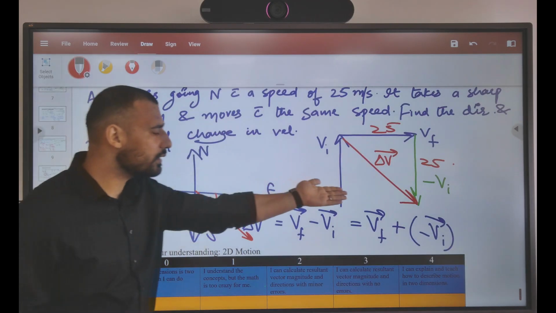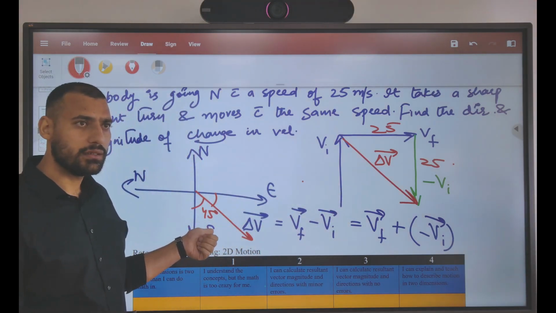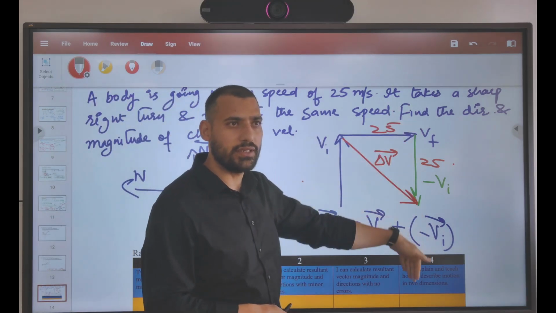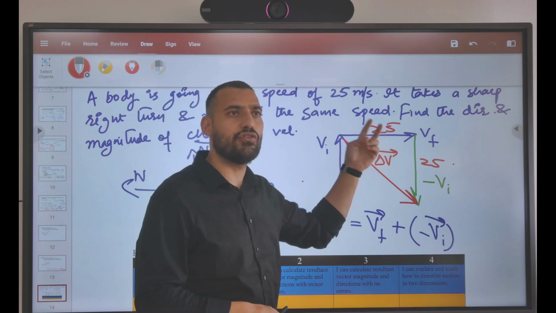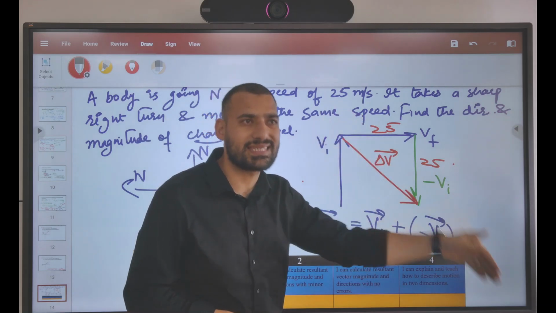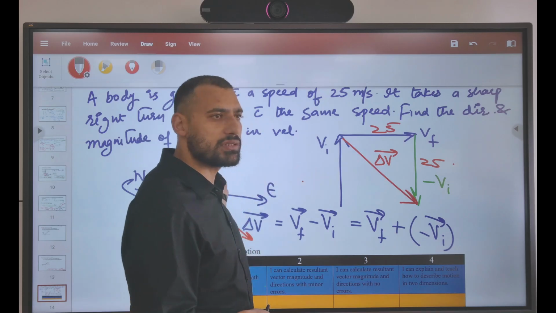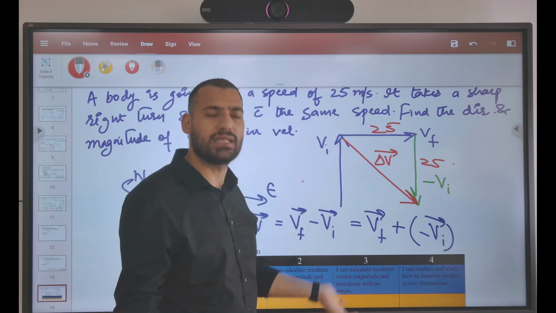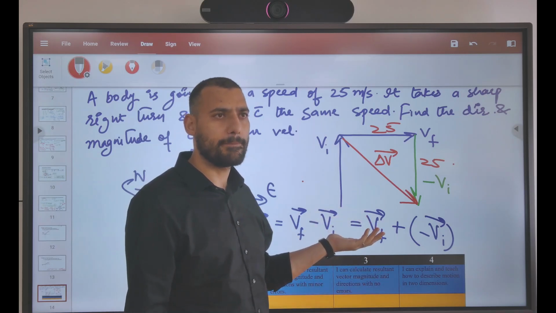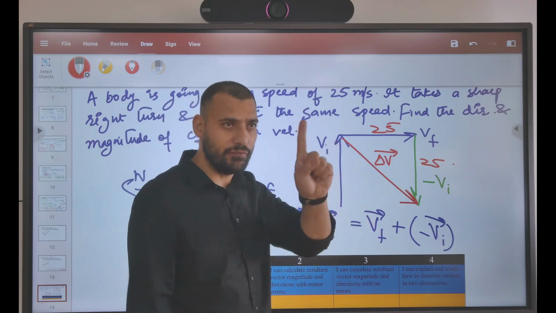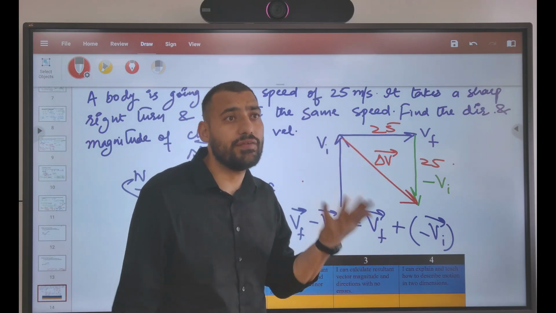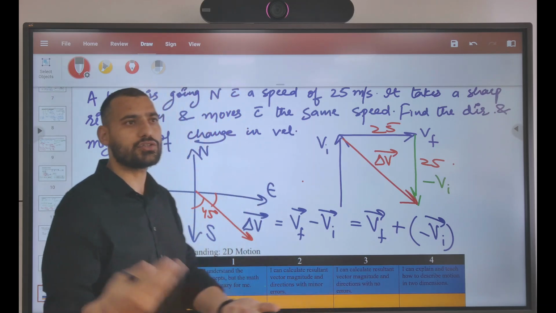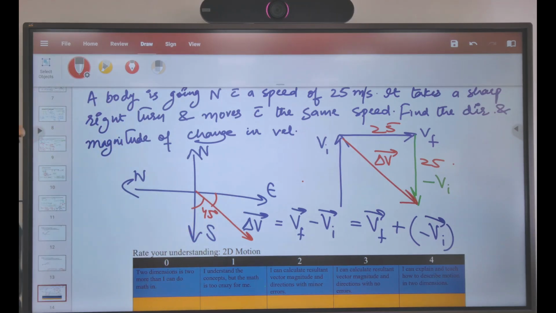We got direction 45 degrees. It is 25, this is also 25. When the magnitude of vectors is same, it always bisects. So the angle was 90, it will be at 45. Otherwise, we can use the formula. That will be 1. So tan of which angle? Tan inverse of 1 is 45. So it is at 45.